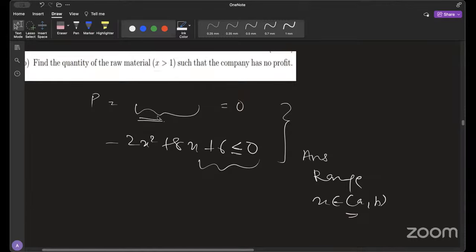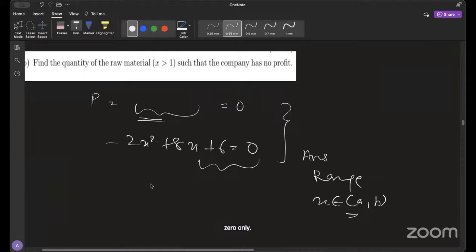Suppose, ma'am, root comes out to be 3. The answer is given to be 3, but this is asked in numbers only. I'm not asking it in range format. So you'll have to solve it for 0 only.